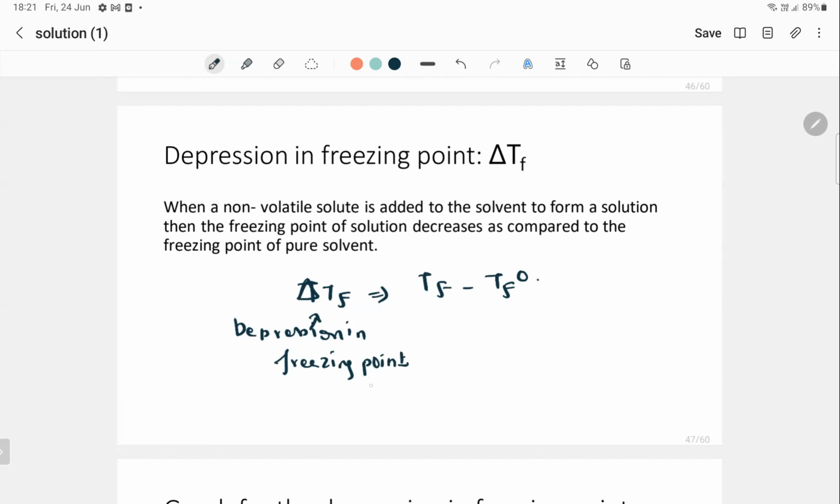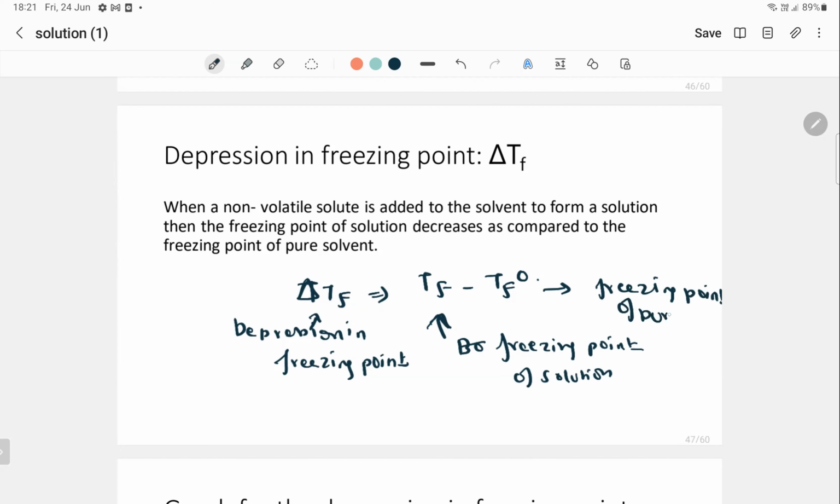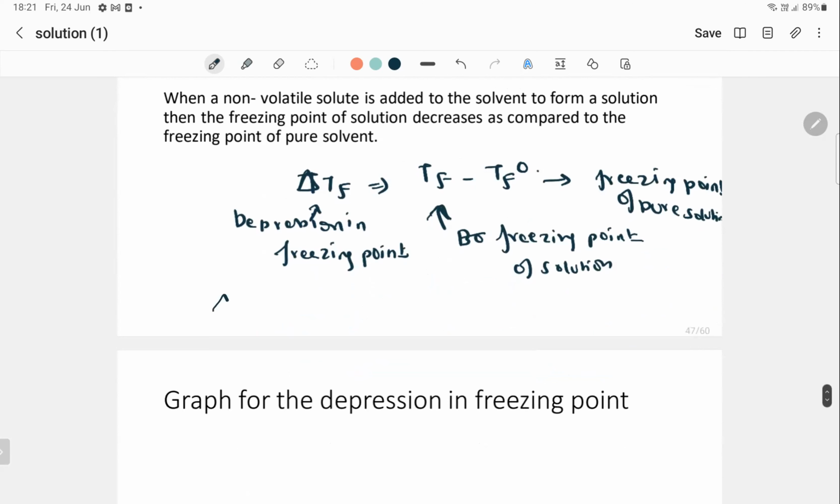Finally, try the test. Okay. So this TF is the freezing point of your solution. This is the freezing point of your pure solvent. So this value is directly proportional to your molality, which means delta TF is equal to KF into m.